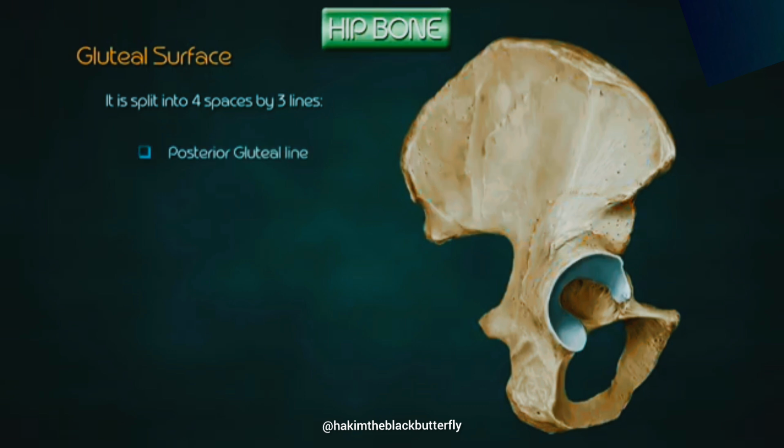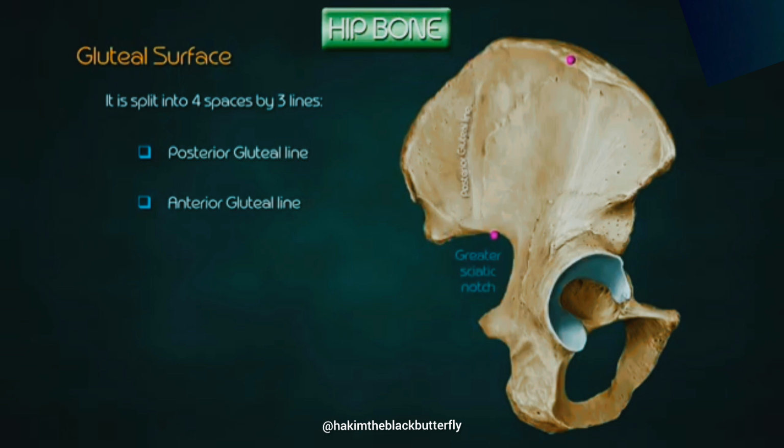Posterior gluteal line. It is the shortest line which extends from the outer lip of the iliac crest 5 centimeters anterior to the posterior superior iliac spine till a point right in front of the posterior inferior iliac spine.